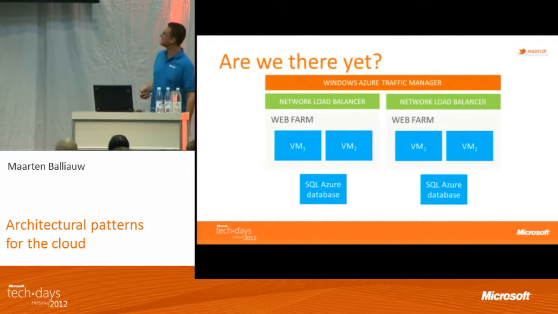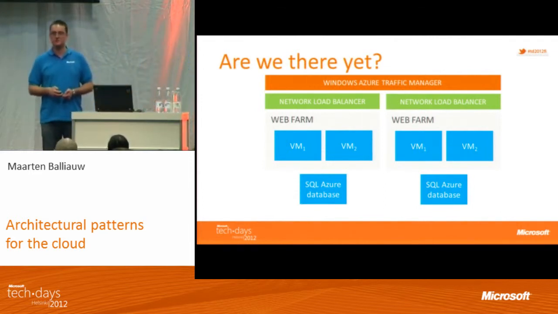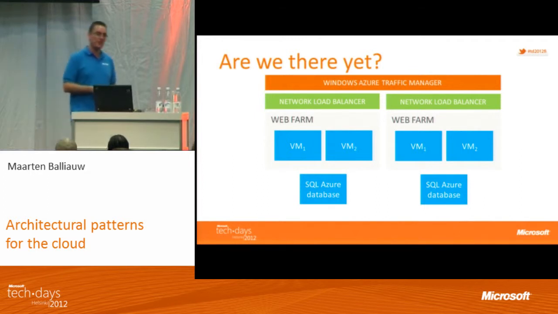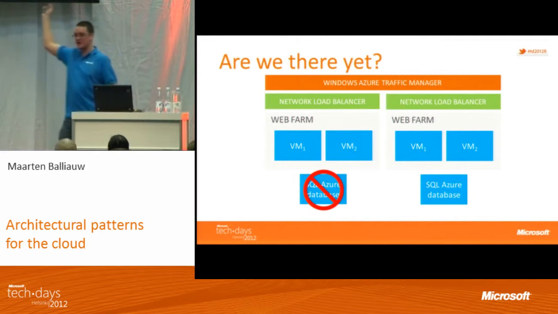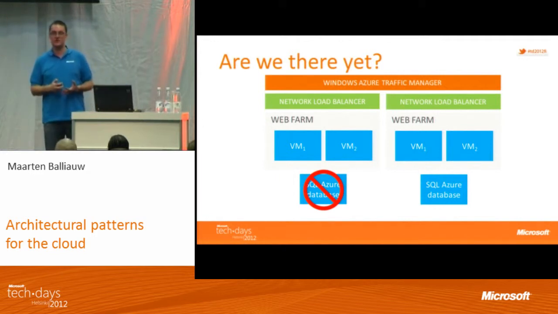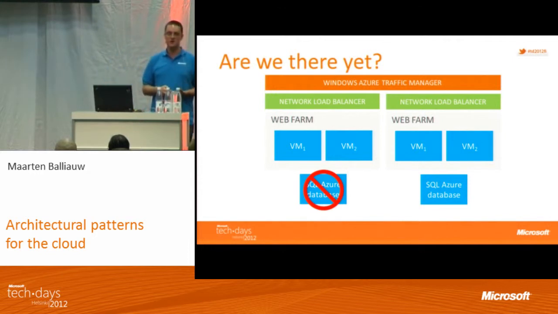So, are we there yet? We have our application running in 2 data centers, either both in Europe or both in a different continent or a different data center. But I don't think we're there yet. What if you have 2 deployments of your application, and one of your SQL Azure databases fails? How are you going to handle that?